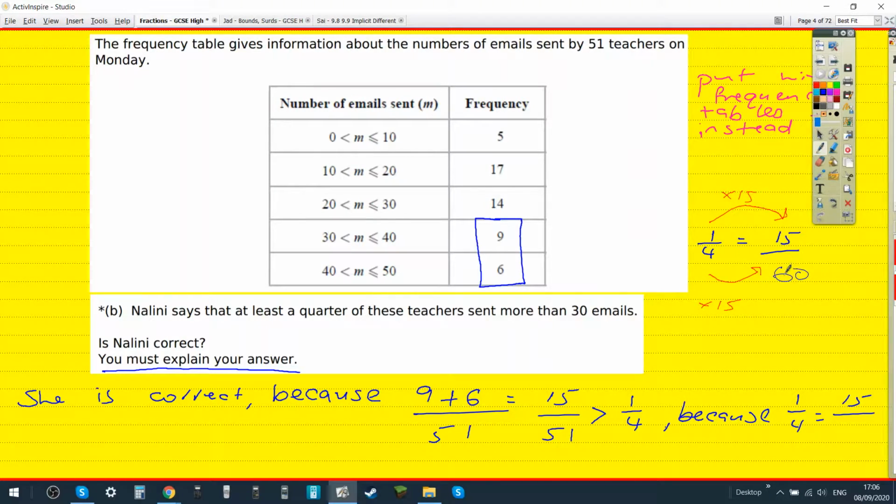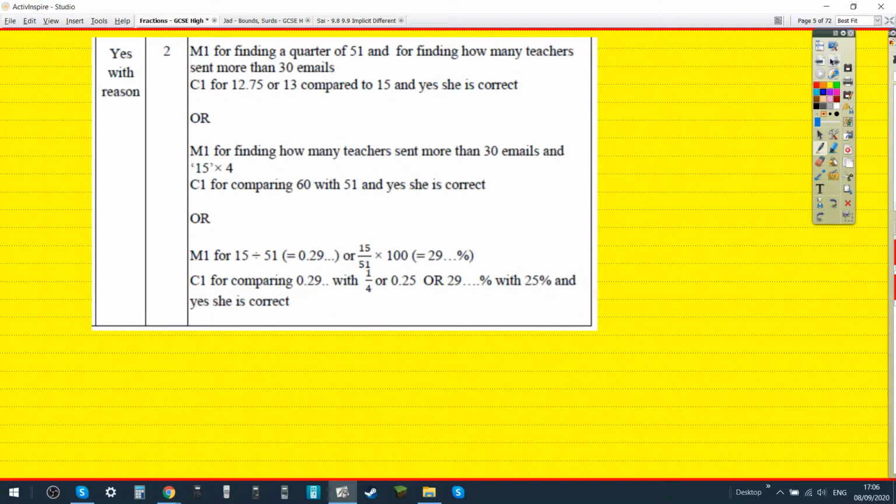And so the smaller the denominator, the bigger the number. So she is correct because 15 over 51 is greater than a quarter, because a quarter is equal to 15 over 60. So it is more than a quarter. Yes, with a reason.